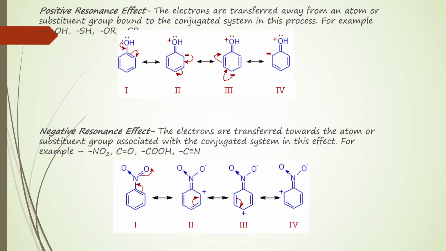This also can be classified into 2 different types: positive resonance effect and negative resonance effect. In the positive resonance effect, the electron is donated towards the ring. Example: alcohol, thiol, etc. Negative resonance effect: here the electrons are donated towards the substrate, which has electron withdrawing groups. Example: nitro, keto, carbonyl groups.